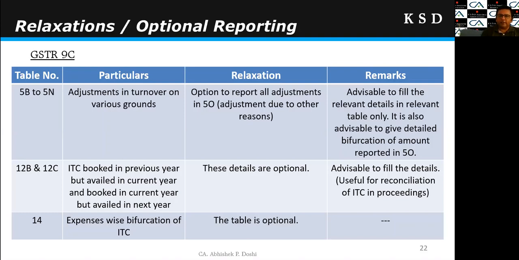And then at last, table 14. Table 14 was regarding the expense-wise bifurcation of ITC, in which we need to give bifurcation of the total ITC on the basis of the expenses. For the purchases, this much ITC has been availed. For so and so expenses, this much ITC has been availed. This entire table has been made optional, and one may choose not to report anything under table 14, right?